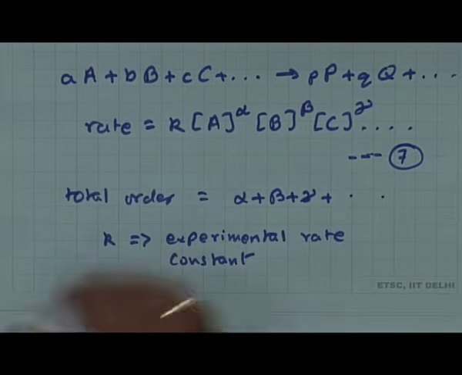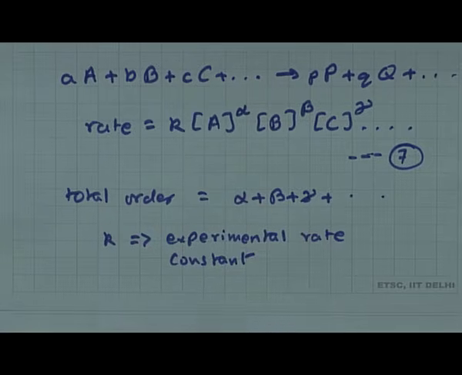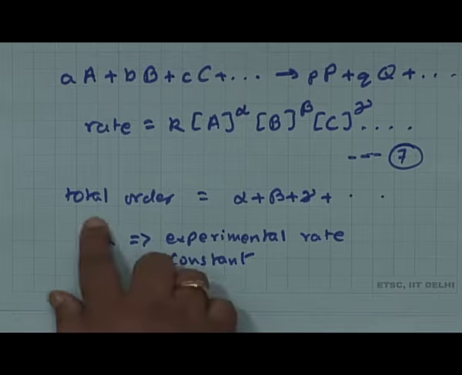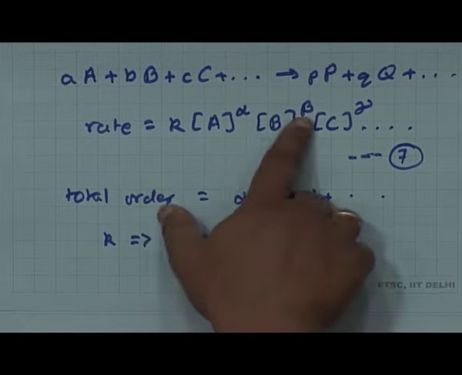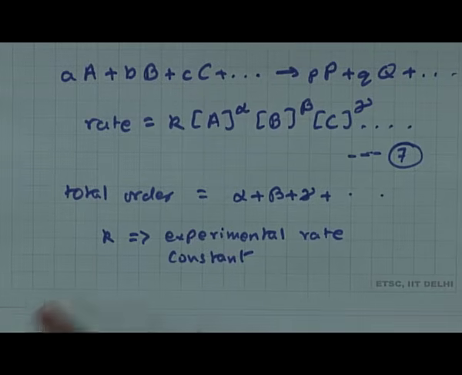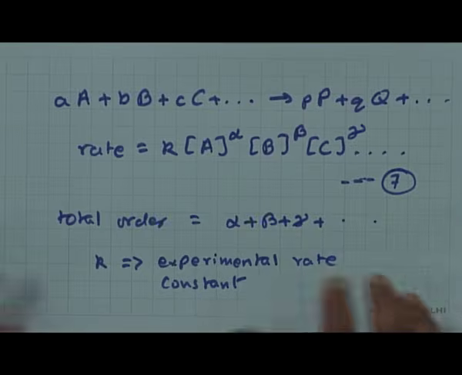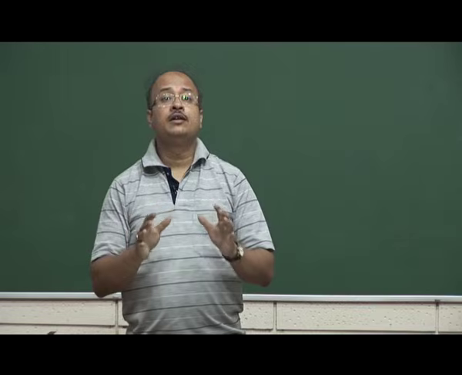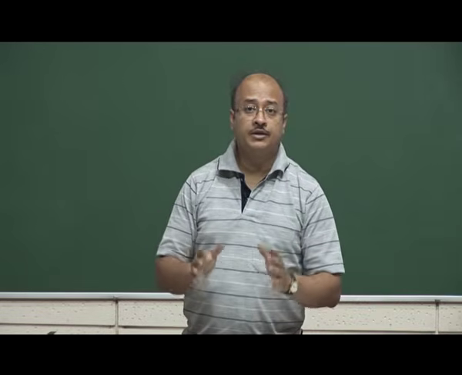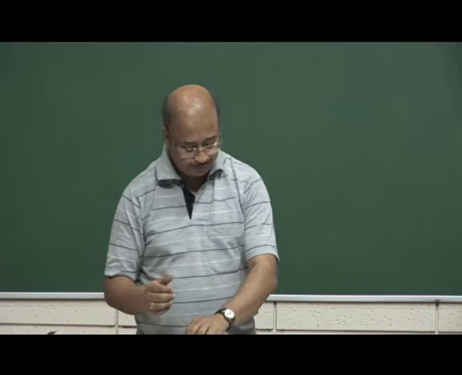If the rate expression is given like this, where the exponents show the nature of dependencies of the individual reactants for the rate, then the total order is given as a sum of the exponents, which is alpha plus beta plus gamma, and k being the experimental rate constant. So, again before I move forward, this is a very general form of this rate expression, and being a general form it typically holds throughout.